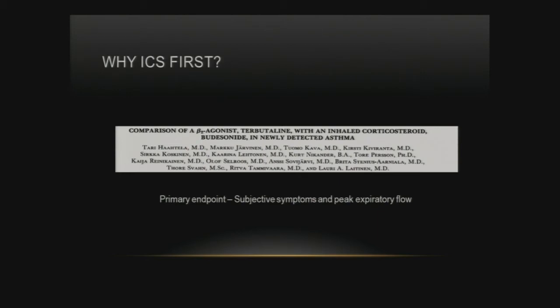So this study was a comparison of beta-2 agonist terbutaline in comparison with an inhaled corticosteroid in newly detected asthma patients. So they took about 100 or so patients, divided them into two groups, the beta agonist group versus the inhaled corticosteroid group, patients who were newly diagnosed with asthma, and compared their subjective symptoms and peak expiratory flow. And they found that there was a significant improvement in the inhaled corticosteroid group compared to the beta-2 agonist group. So this is sort of where some of that step-up therapy and why the initial therapy for inhaled corticosteroids came about. And then there's been multiple studies after that, but that's sort of where it comes out from.